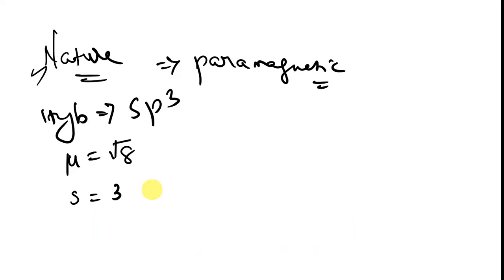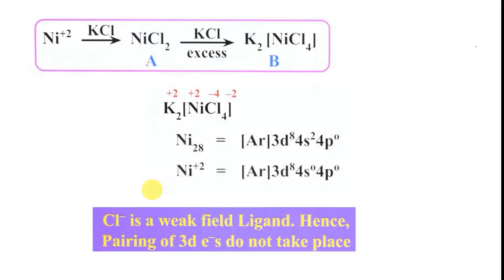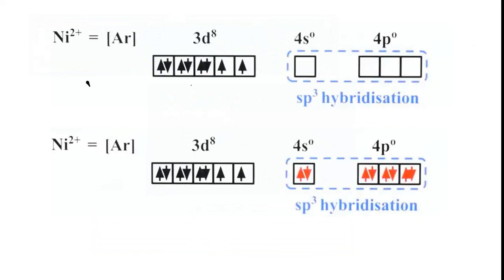Let me tell you in a schematic manner. So this is the output. When Ni 2 plus is treated with KCl, it gives NiCl2 first, and then in excess of KCl, it gives the coordination compound K2NiCl4. The general electronic configuration is 3d8 4s2 for nickel, and Ni2+ will have only 3d8. The oxidation number is plus 2 here and minus 4 here, so the charge of the complex is minus 2. Cl is a weak field ligand, so no pairing takes place here.